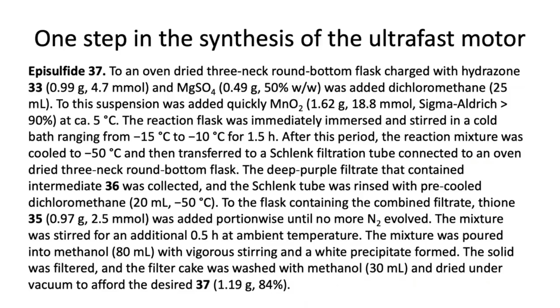Next slide. So this is the experimental procedure. You take an oven-dried 3-neck round bottom flask, and you charge it with 33. You add magnesium sulfate and dichloromethane, and you cool it down. This is just one step on that thing, and then you get the yield. There are all these things you've got to do. You have to know what you're doing. Even if I just gave this to you, you wouldn't know what to do. So you have to be an experienced chemist to take this and be able to repeat it.